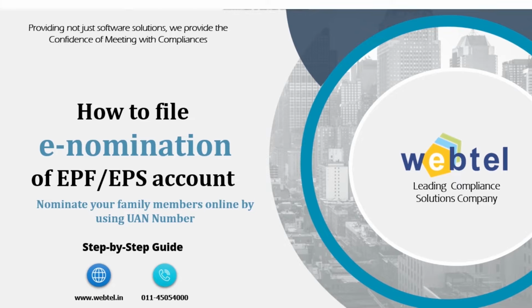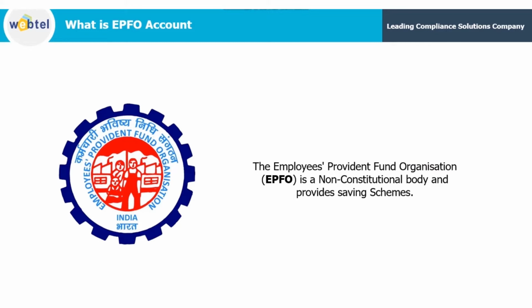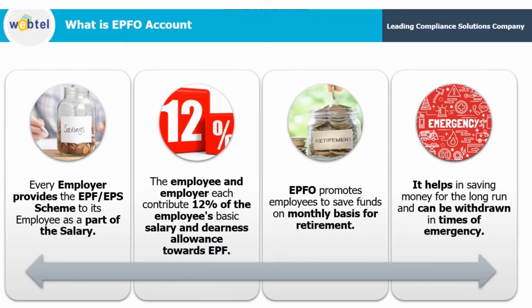Now let's understand what these details are we need to know before the processing of nomination filing at the portal. So first of all, we talk about what is an EPFO account. Basically, EPFO is a non-constitutional body that helps the employees to have their savings done. It provides some kind of saving schemes to the employees. We are going to discuss EPF and its nomination over here. Every employer is required to provide the benefit of EPF and EPS to its employee if he is eligible as a part of their salary.